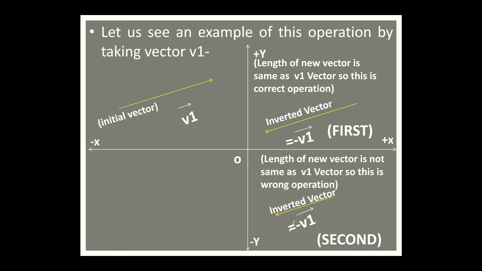the first quadrant. Similarly, let us see another inverted vector which is represented in the fourth quadrant. Here you can see that the inverted vector in the fourth quadrant does not have the same length as our initial vector. That is why the vector shown in the fourth quadrant is not equal to minus v1, which means this vector in the fourth quadrant is not an inverted vector of our initial vector.